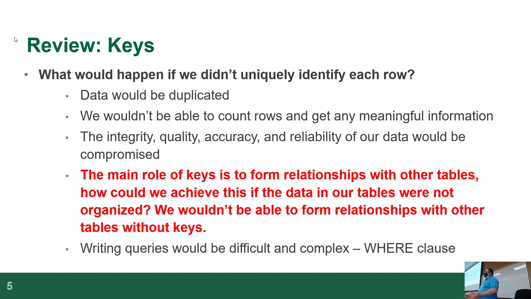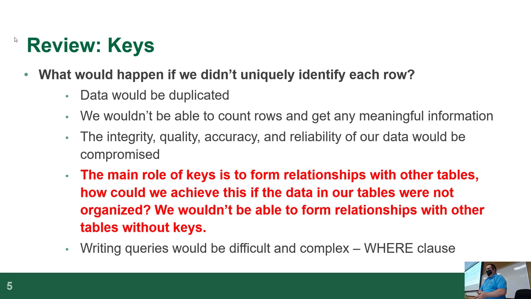We'd have a really hard time counting rows because if we don't have unique data, that means we're counting stuff that is potentially duplicated. It's as if I went 1, 2, 3, 4, 3, 4, 3, 4, 5, because I've got the same people 5 times in the table. Are they the same people? Are they not? I don't know because there's no way to uniquely identify them. The integrity, the quality, and the accuracy of the data would degrade, because I cannot be 100% certain that every row contains unique data.